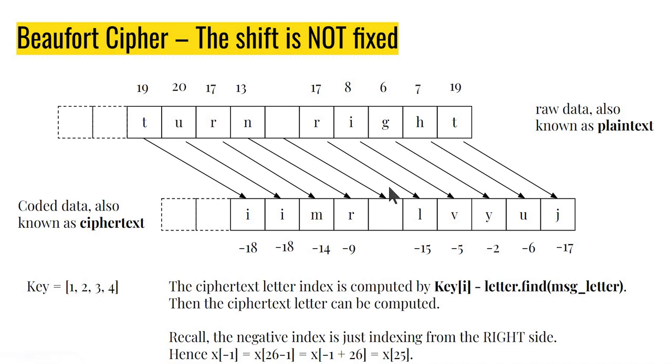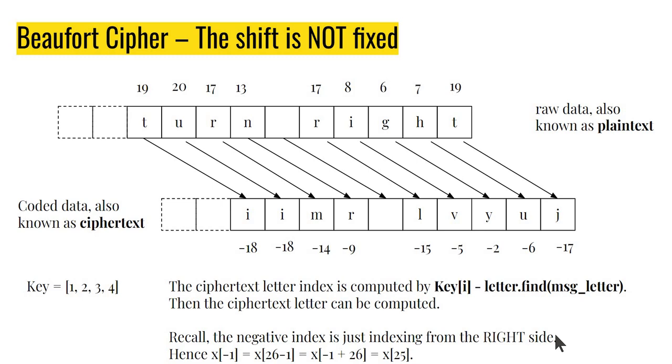2 minus 17 is minus 15. What I'm trying to get at is that the same exact algorithm can be used regardless of whether my resulting index is positive or negative, because indexing from a negative number just means indexing from the right side.